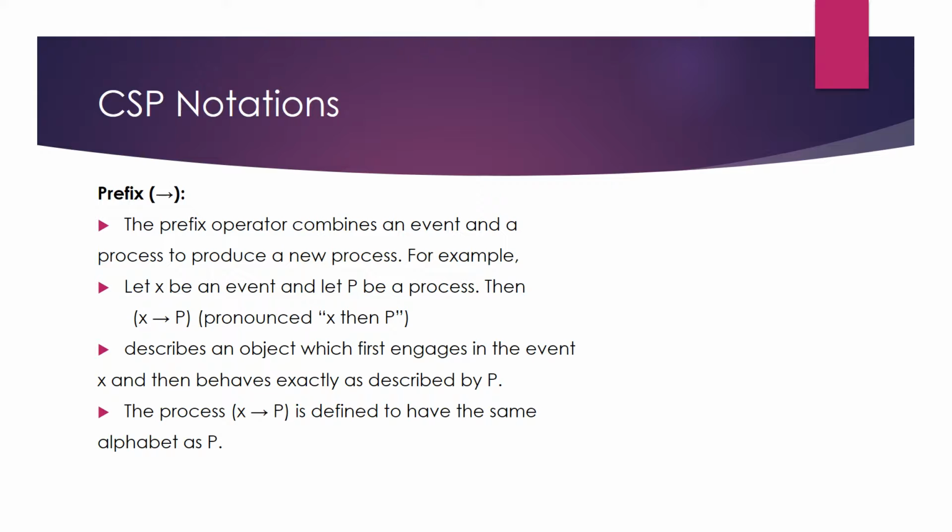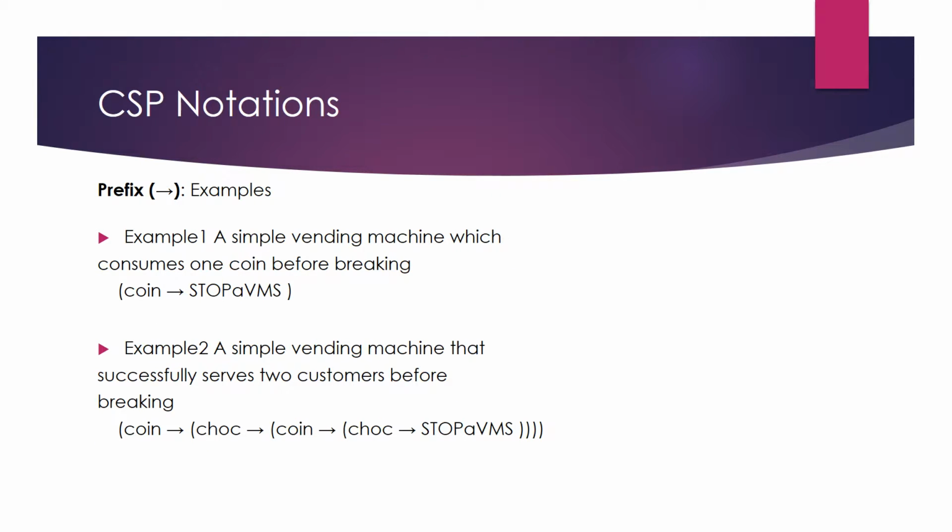So if you see the notation here, the prefix is something which takes an event and a process to produce a new process. So here are the examples. The first example is a vending machine which consumes one coin before breaking. So we can denote it as coin then STOP. So for the vending machine, we use the rule coin then STOP, it denotes the same thing.